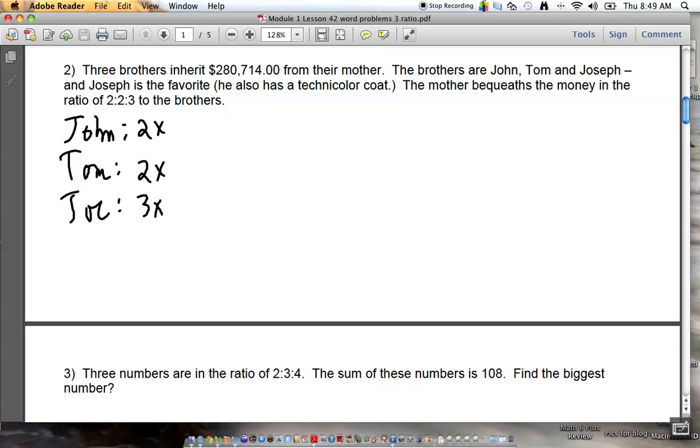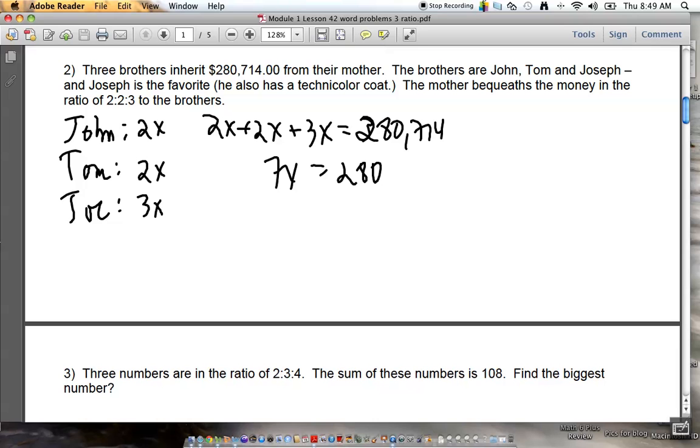So they inherit $280,714. So 2x plus 2x plus 3x is 280,714. So that's 7x is 280,714, which makes x 40,102. Did you just memorize this? No, I just did it in my head. Very easy. Sure it is. 7 goes into 28, 4, 0, 0, 7, 1, 14, 0, 2. Very simple.